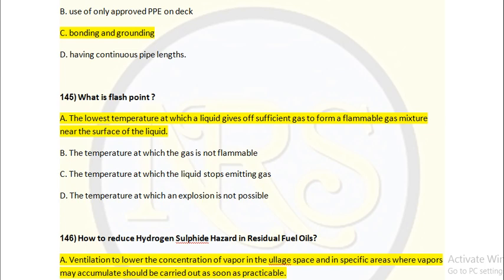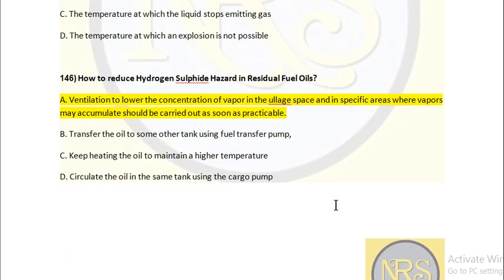The lowest temperature at which a liquid gives off sufficient gas to form a flammable gas mixture near the surface of the liquid. That is the correct answer for question number 145, option A. Flash point is nothing but the temperature at which it gives off vapor. If you bring any external source of heat, it will catch fire. That is flash point, the minimum temperature at which vapor is given off for combustion to take place.